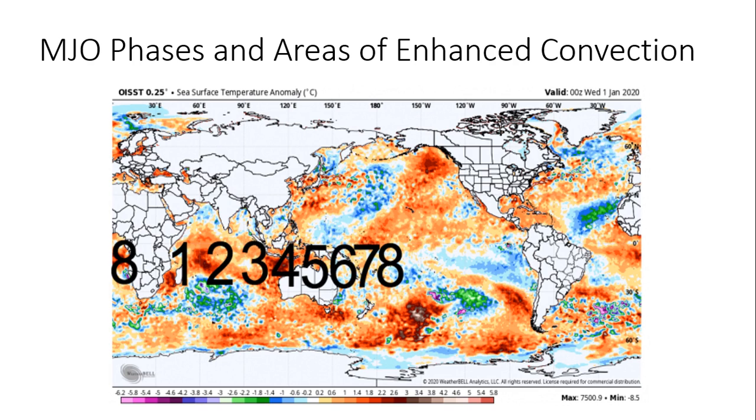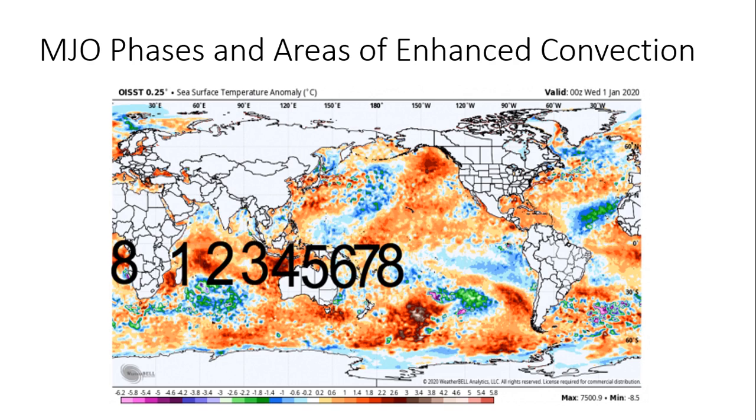So again, as a reminder, phases 1, 2, 3, 4, 5, 6, 7, and 8. Phase 1 will be associated with enhanced convection around Madagascar, off the east coast of southeastern Africa. Phases 2 and 3 would be enhanced convection in the Indian Ocean. Phases 4 and 5 are generally associated with convection over the Maritime Continent near Australia.